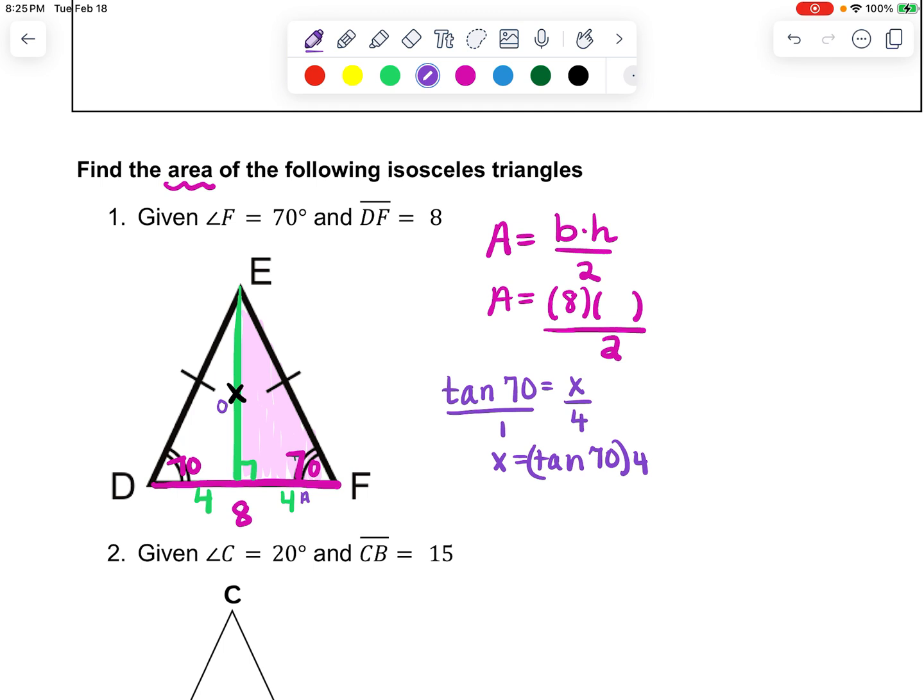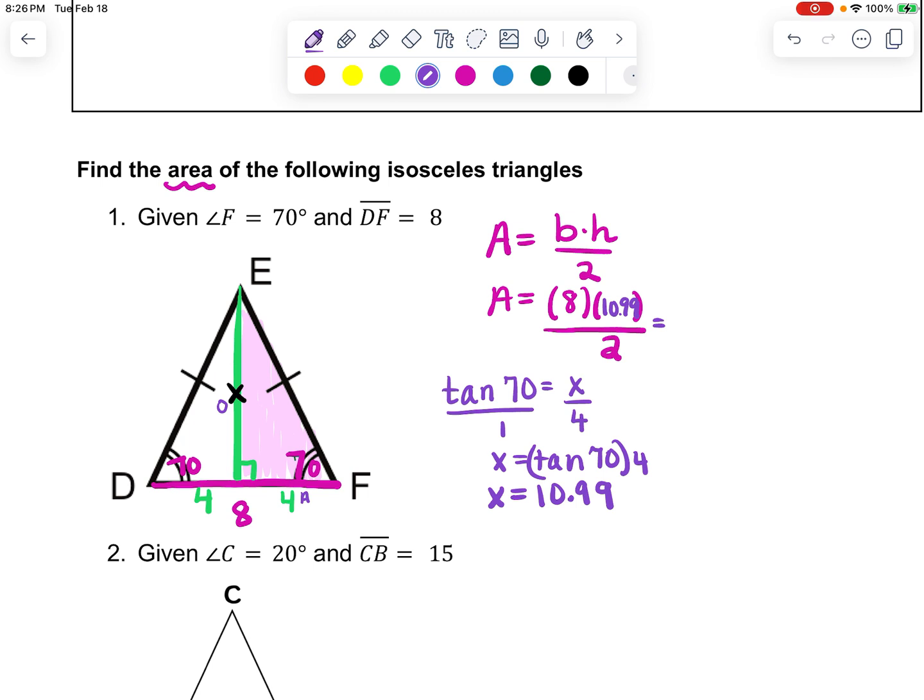So if I do that, double check. Remember, you're going to 2 decimal places. See if you're getting 10.99. So I'm getting 10.99 is my height. Now, I'm not done. That was a chapter ago when we were doing trig. I need to go put 10.99 into my formula for my area of my triangle. So now go and do 8 times 10.99 and then divide it by 2.